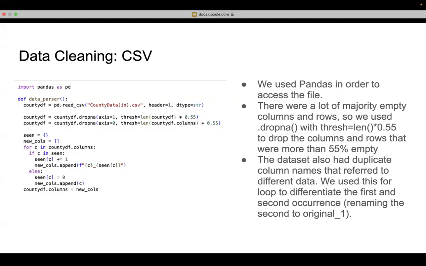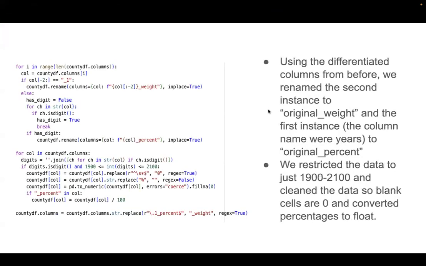So for the CSV, we used pandas to access the file, and there were a lot of empty rows and columns. So we used dropna with a threshold to drop rows and columns that were more than 55% empty. This data set also had duplicate column names that referred to different data, so we used a loop to differentiate the first and second occurrence. Then we renamed those differentiated columns based on what the data was pointing to.